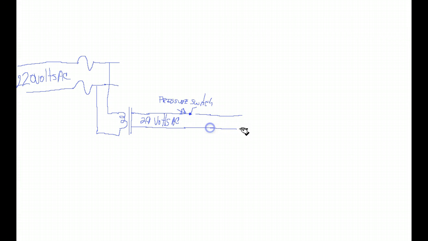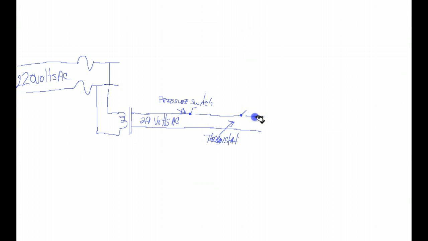And then the next thing it does is it goes to a thermostat. And a thermostat is simply a switch that when the temperature gets too hot, this switch closes and it tells the AC to keep going.